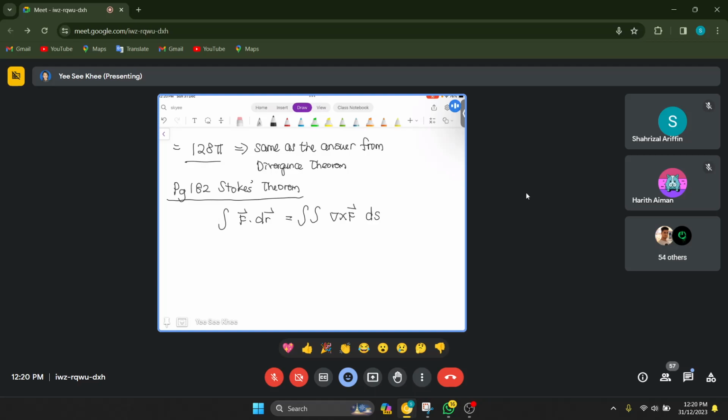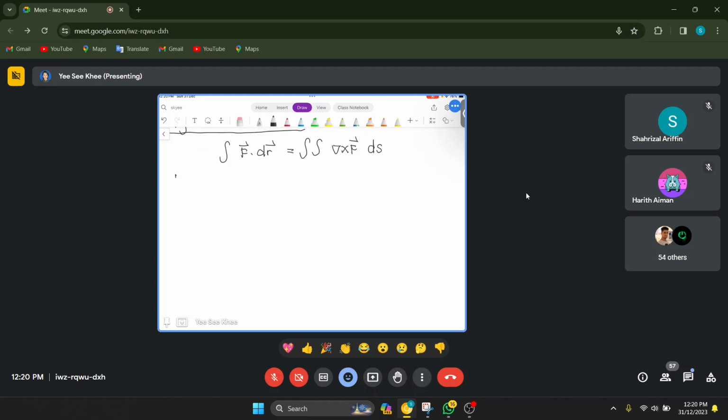Let's look at one example, Example 4.36, page 182. We'll try to verify. Sigma is the portion of a paraboloid. Sigma is a surface, so let me draw the paraboloid surface.